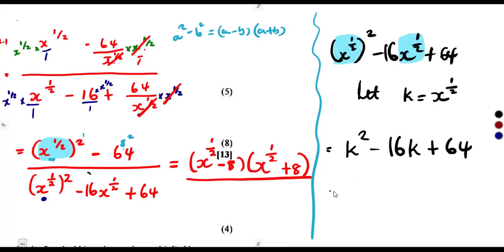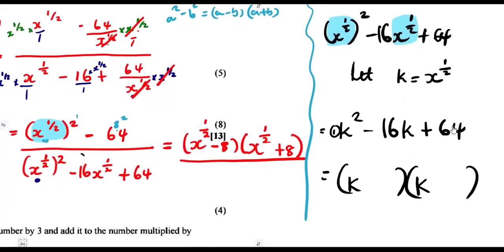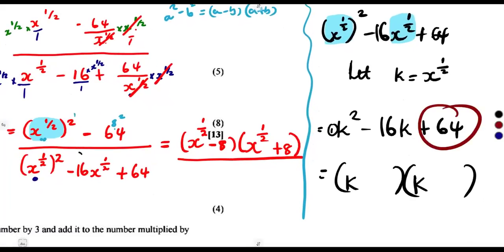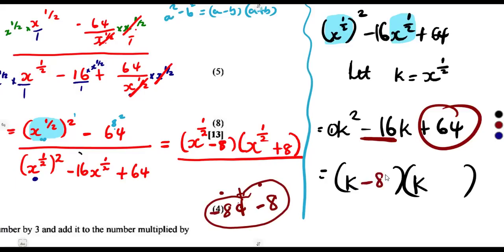Your factorization, you are used to this, guys. So you're simply going to have two brackets. The coefficient of k squared is 1, so you know you're going to have a k here and another k here. Then you consider, just like the previous case, what are the products of 64 that add up to negative 16? You're going to see that it is negative 8 and negative 8. Negative 8 times negative 8 is a positive 64, and negative 8 plus negative 8 is a negative 16. So you've got two brackets which are the same. It simply means we have k minus 8 squared. These two brackets are the same.